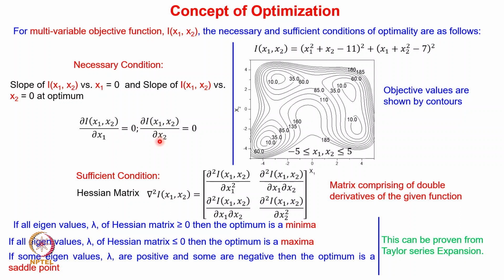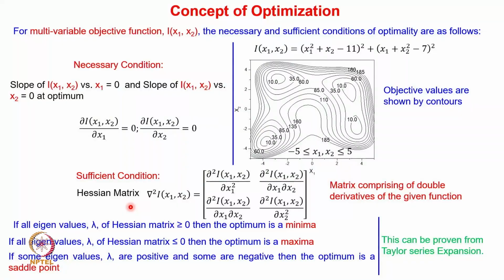But when we look at the sufficient condition, it is based on the Hessian matrix. The Hessian matrix comprises terms based on the second order derivatives. So for I(x1, x2), the Hessian matrix ∇²I(x1, x2) is given as ∂²I/∂x1², ∂²I/∂x1∂x2, ∂²I/∂x1∂x2, and the last term is ∂²I/∂x2². So these are the four terms which are possible in this case.